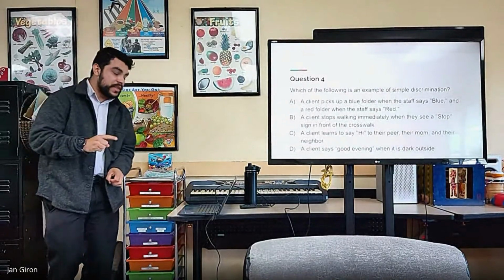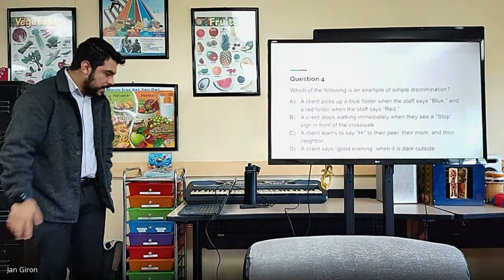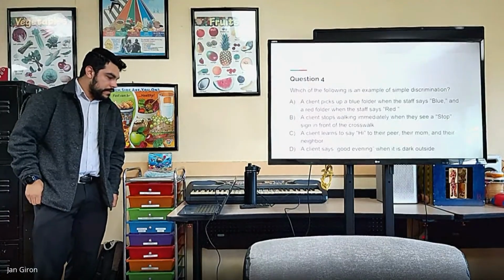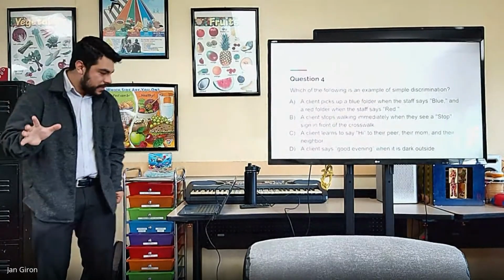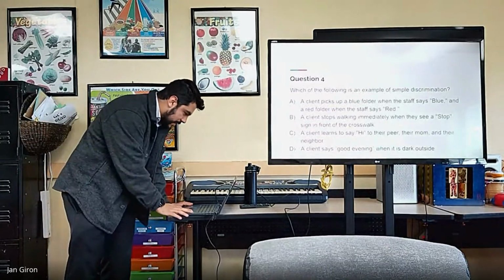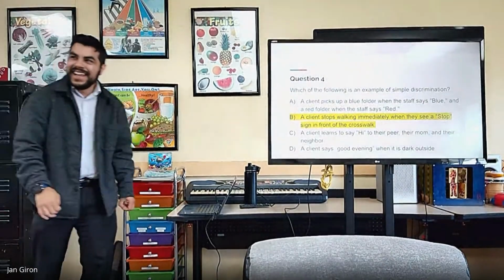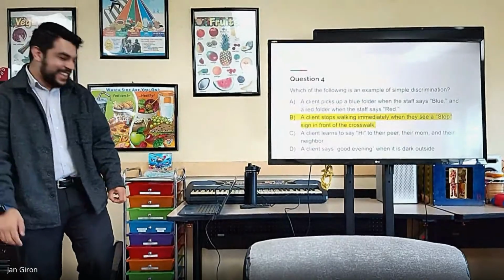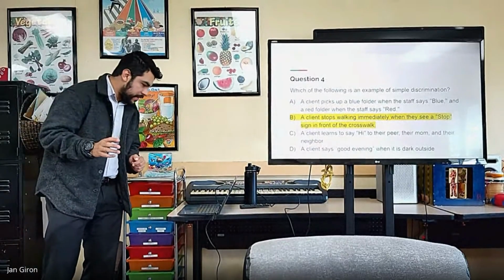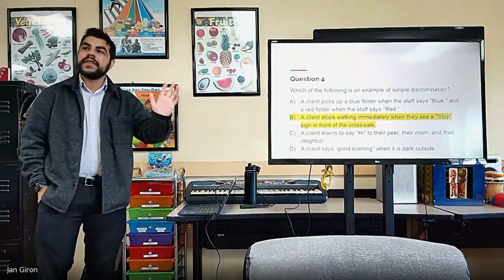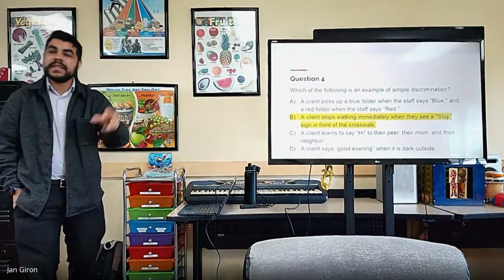Which of the following is an example of simple discrimination? It is B. I can see why you guys thought B or A, actually. Because here they have to be able to discriminate between not just the blue and the red, but the instruction itself.